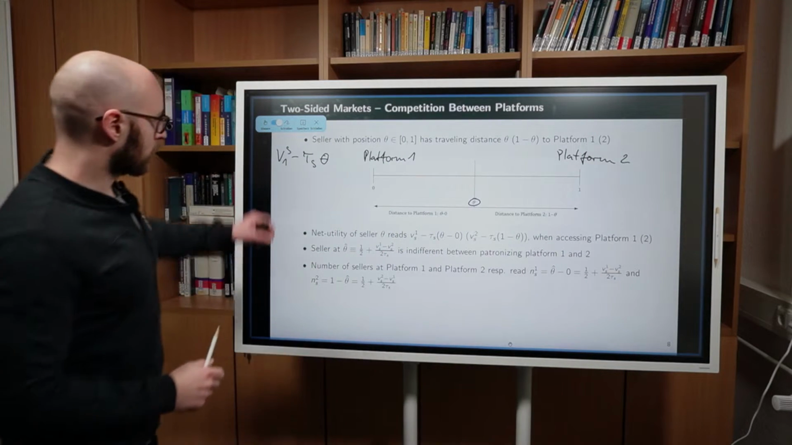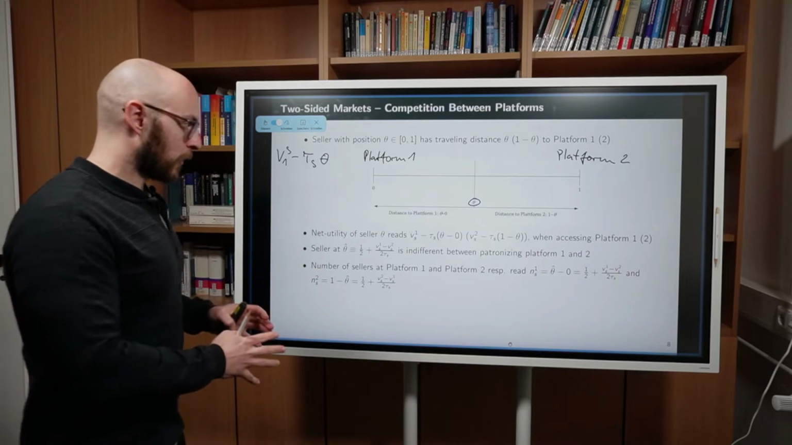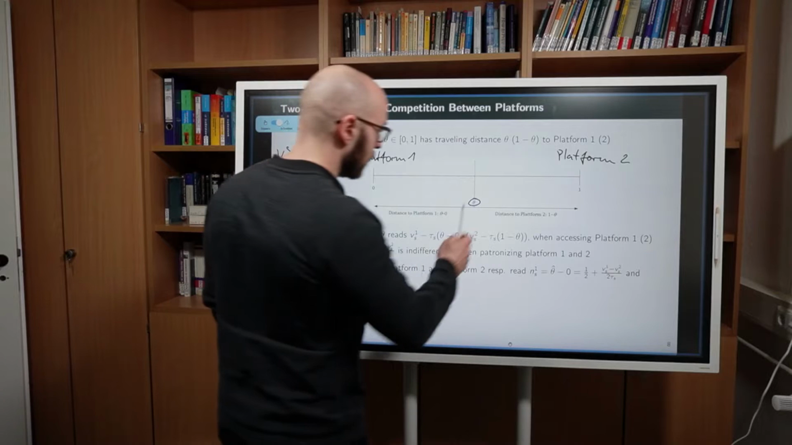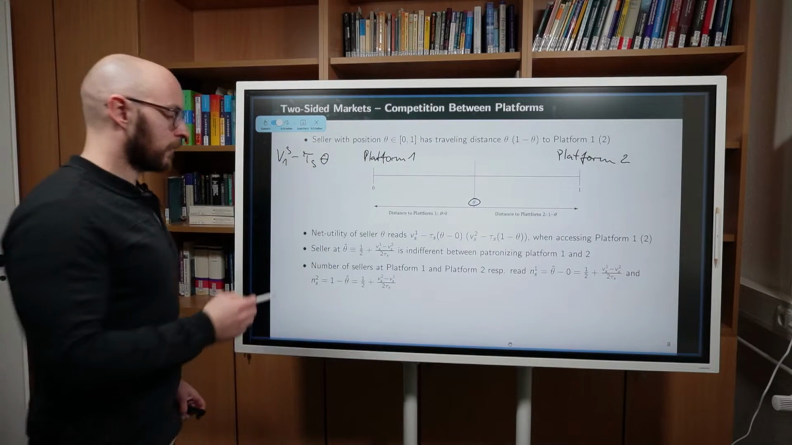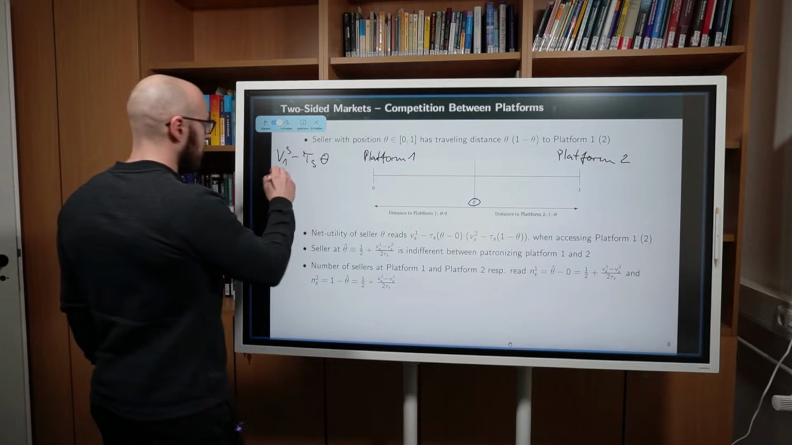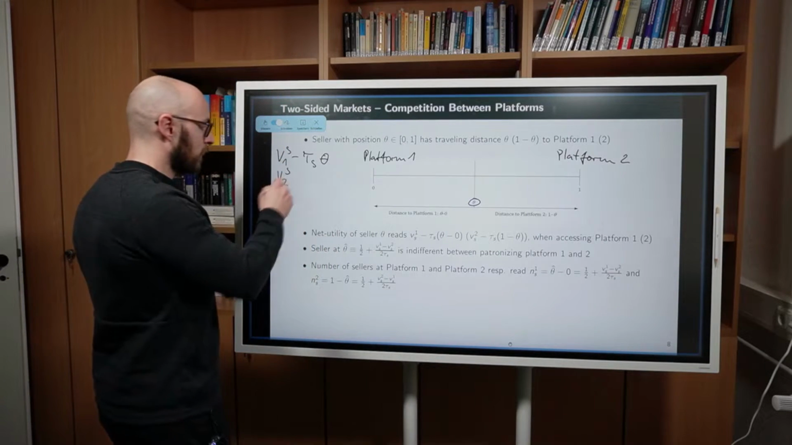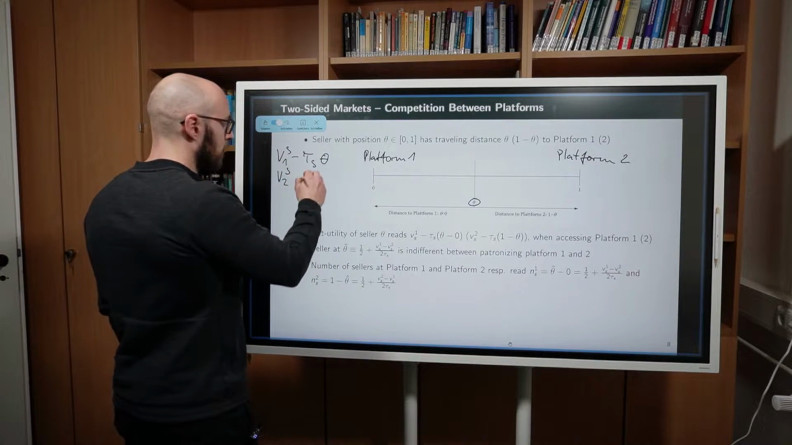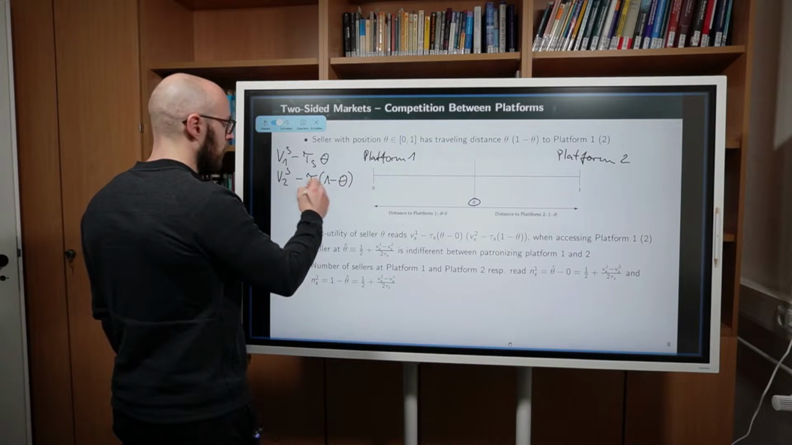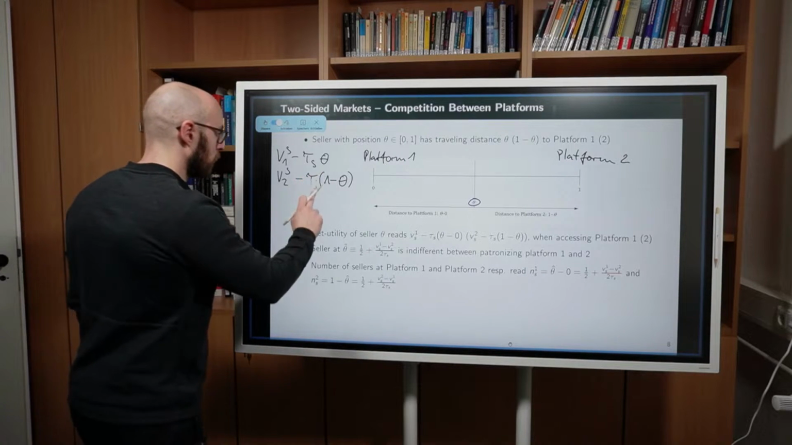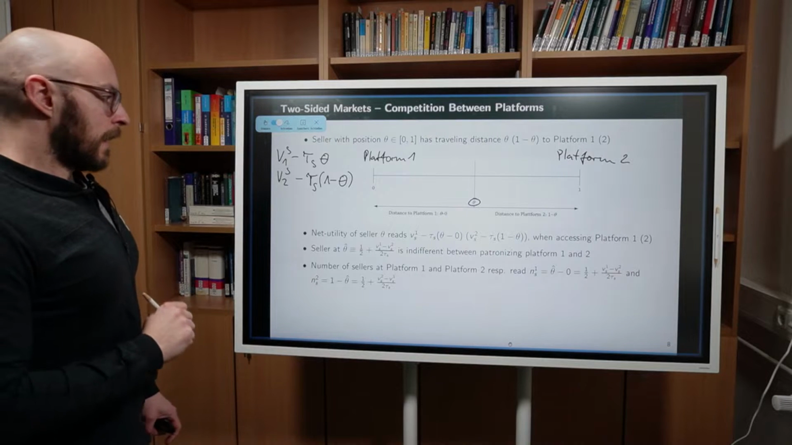So this is the utility if the developer patronizes Xbox, and if the developer instead develops the game for PlayStation, then it gets the gross utility V2S minus the traveling distance, which is 1 minus theta times tau S. Sorry, it should be the S and not the 5. Okay?